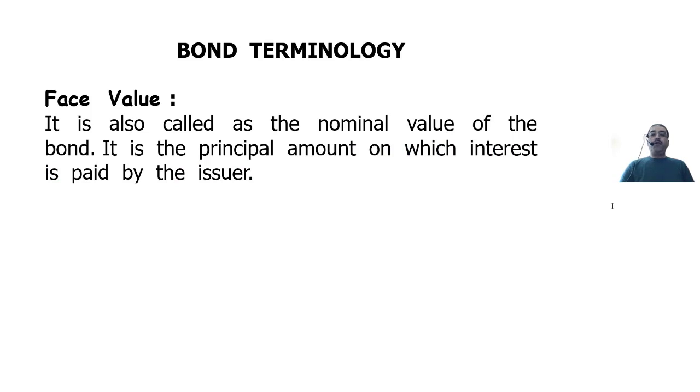It is the principal amount of the bond on which interest is always calculated. Interest is always calculated on the face value because that is the principal amount. So whatever may be the market value, you may have purchased a bond for 2000 rupees, but if the face value of the bond is 1000 rupees, interest will be calculated on the face value and not on the market value, not on the price at which you are purchasing. That is the market price.